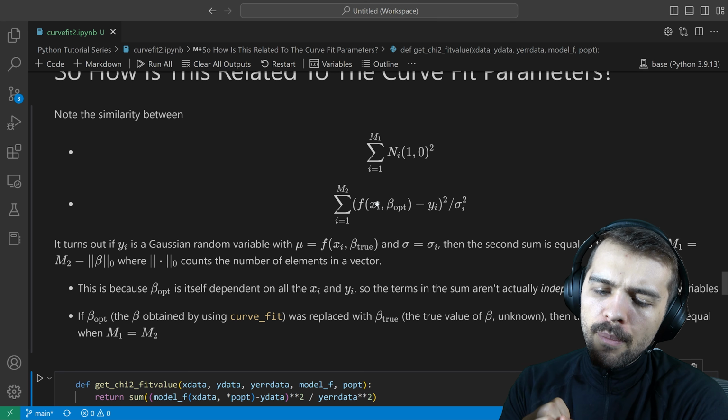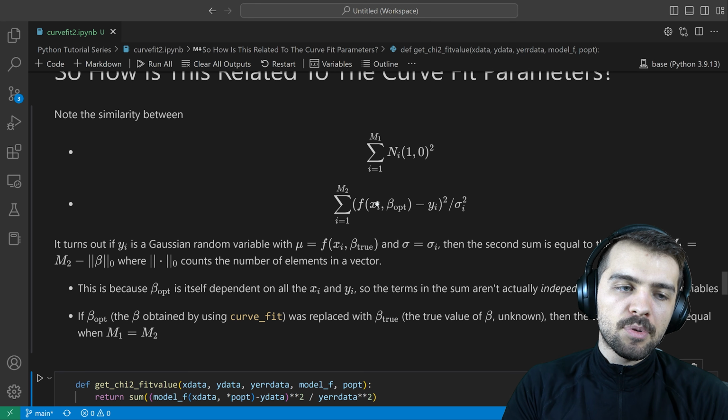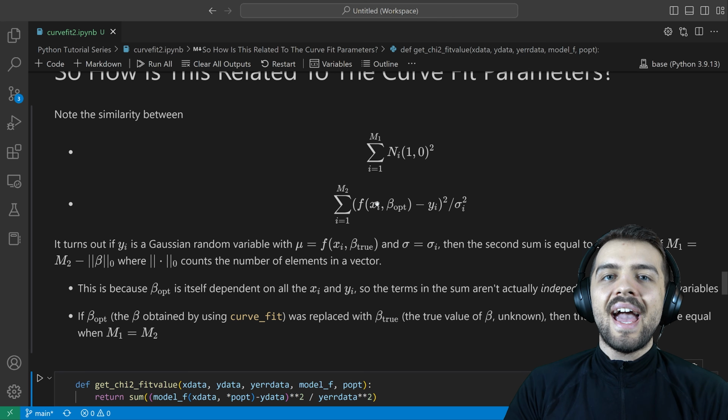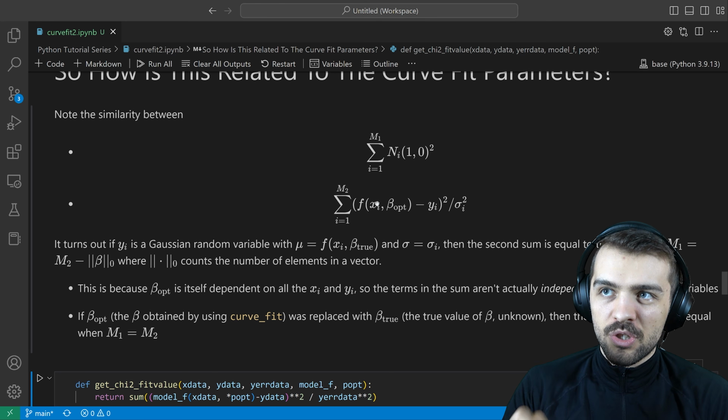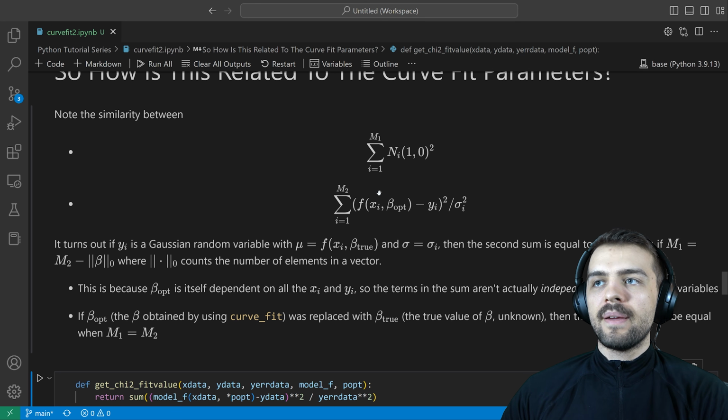Now, there's a beautiful mathematical theorem, and I'm not going to attempt to prove it here because it's very complicated, and it's a very convenient result. And it tells us, well, okay, maybe the terms here are dependent on one another.